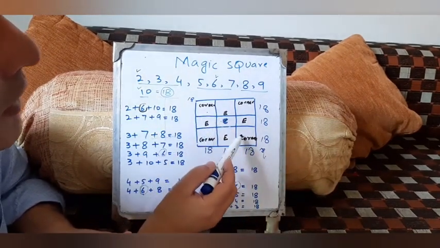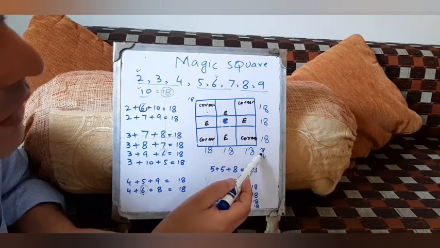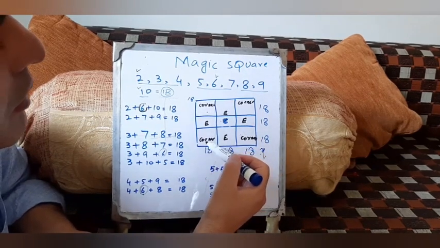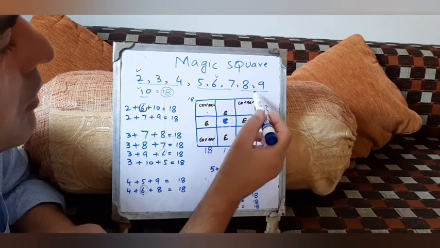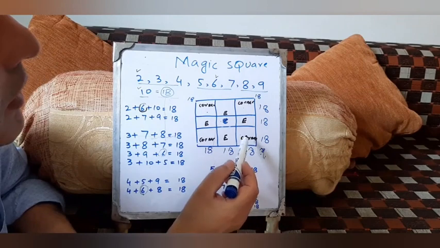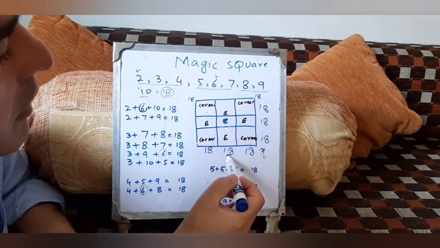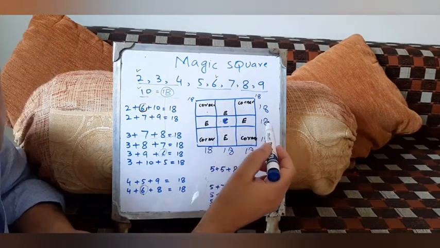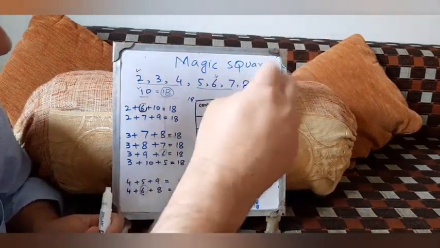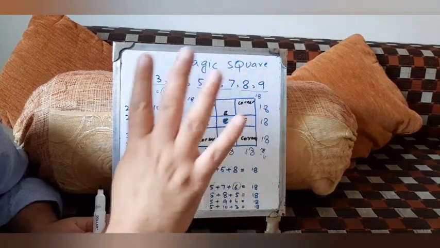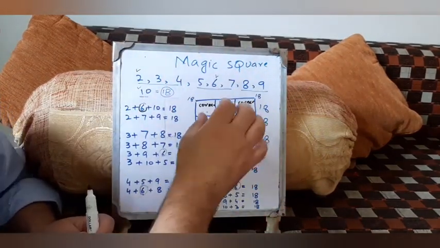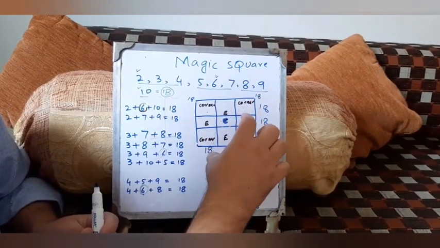It should be summed here to give you the number 18, giving you the number 18 here as well, and the number 18 here as well. So this number is involved in 4 different additions, 4 different sums here in the square.